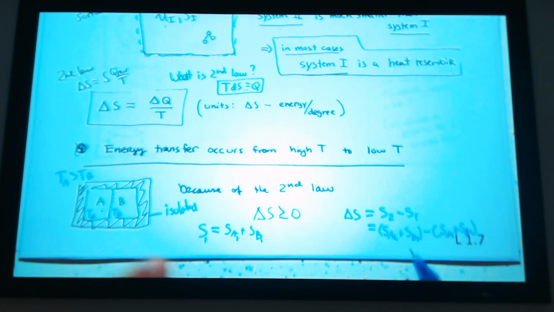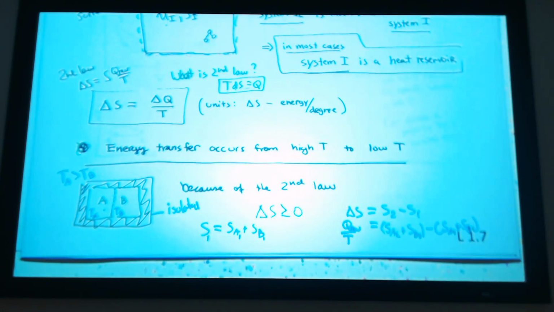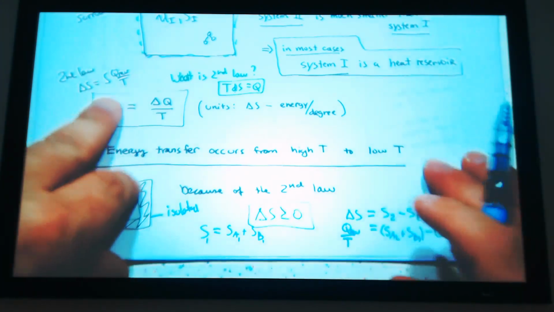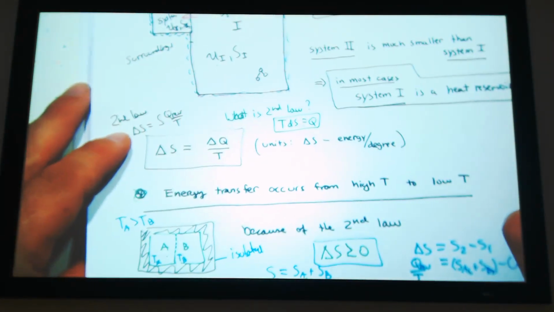Well, given I made it isolated, this all equals Q reversible over T. So S2 has to be greater than S1. I have a given amount of heat transfer. So I know that heat has to go from hot to cold. The second law dictates the direction of heat flow to satisfy delta S greater than or equal to 0. We're going to talk more about this stuff later on.